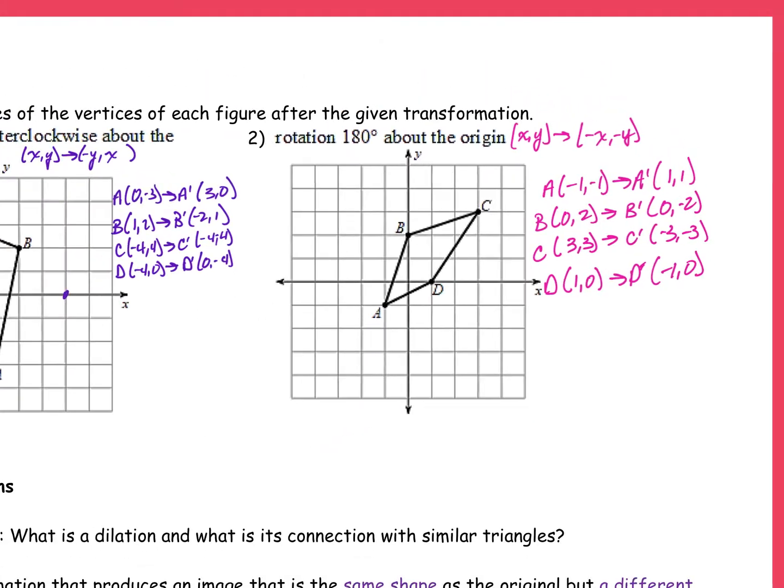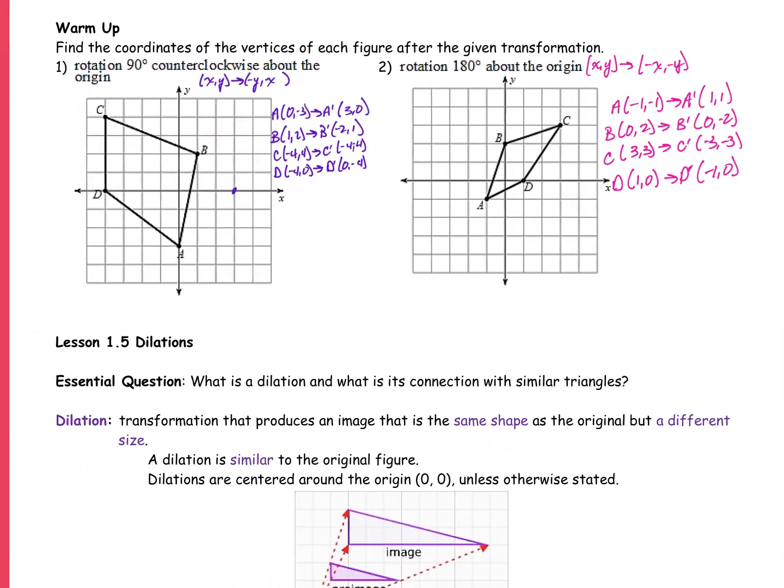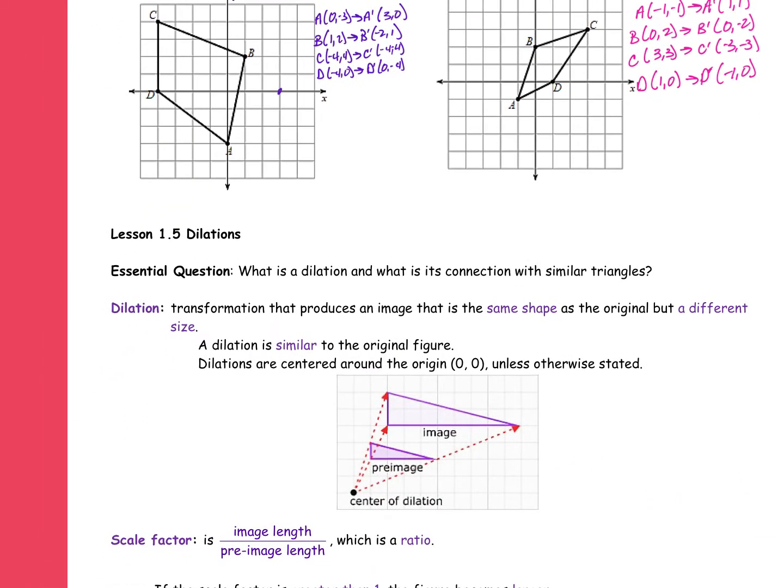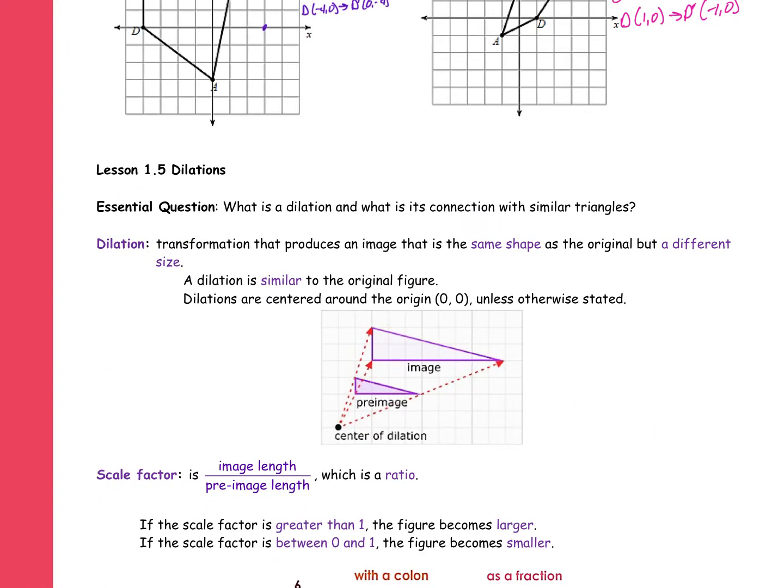So today, good job, you guys. Thank you. You're welcome. Today we're going to talk about dilations. It's our last type of transformation. The first 3 are called rigid transformations because nothing changes in them, just the location of them, right? So the sides stay the same, the angles stay the same, everything stays the same, except for the position of it.